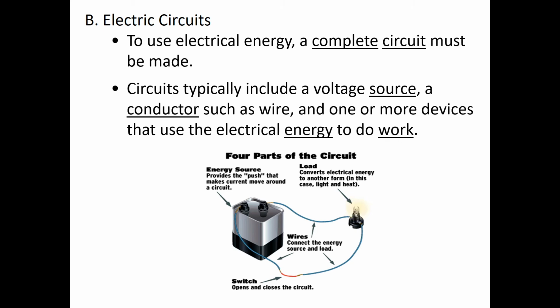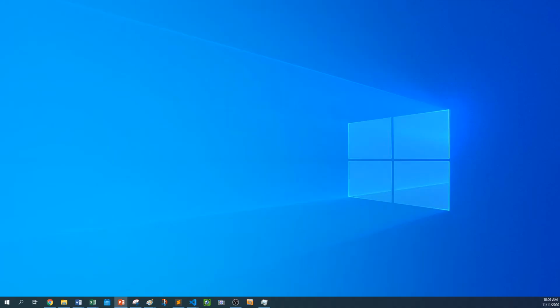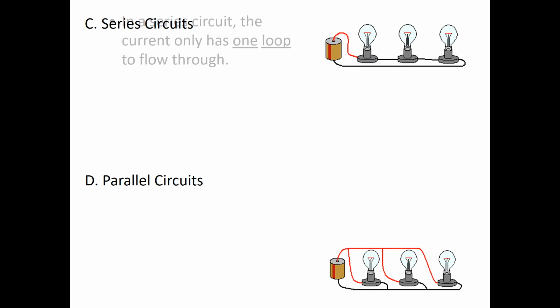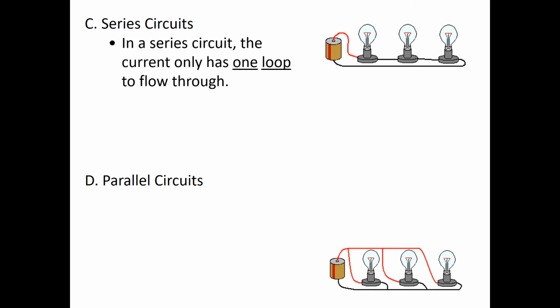We'll go into series and parallel circuits more later. I'll talk about them now. We'll go into more depth later. So a series circuit is one in which there's only one pathway for electrons to flow through. So it has one loop.